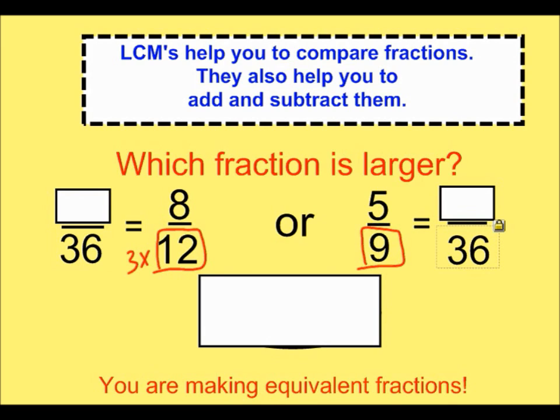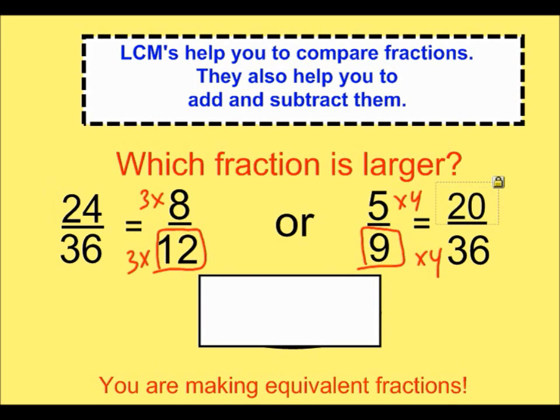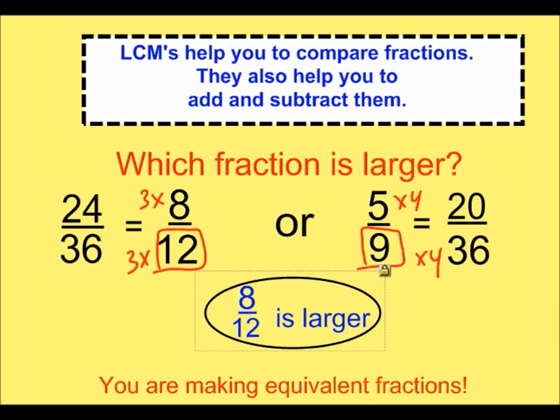3 times 12 would be 36. 8 times 3 would be 24. So 8/12 equals 24/36. 5/9: 9 times 4 is 36, 5 times 4 is 20. Now it makes it easy to compare because you've got 20/36 and 24/36. 8/12 would be your larger fraction.